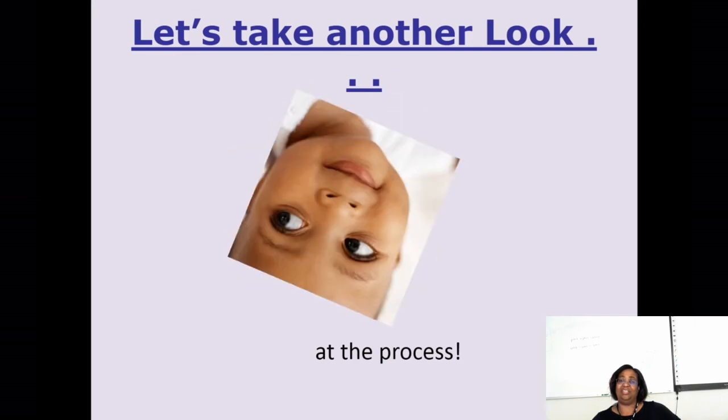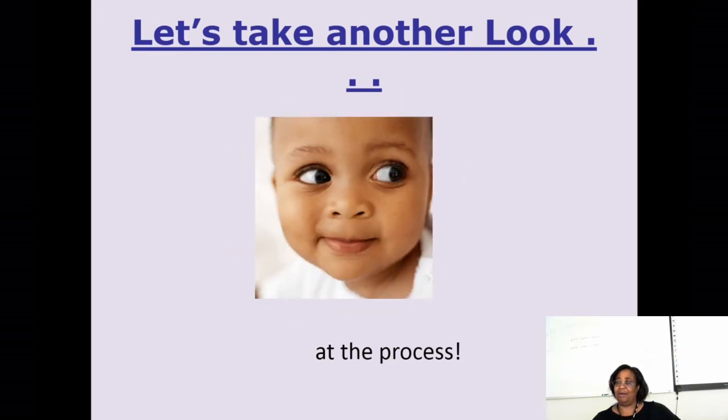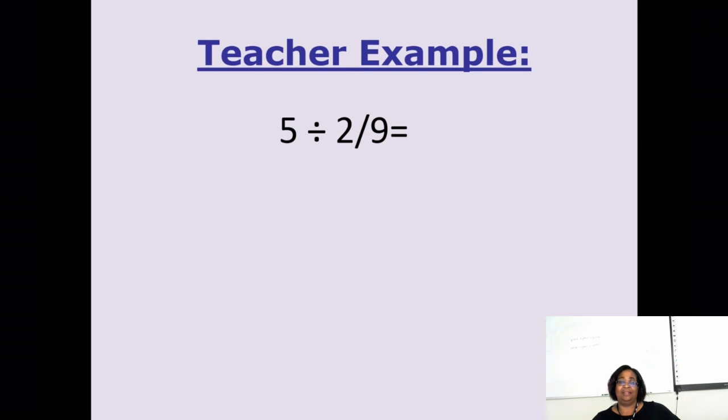All right, let's look at the process. Here we go. I have 5 divided by 2/9. What's the first step? That 5 becomes 5 over what? Thank you.